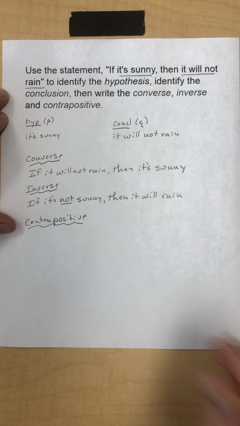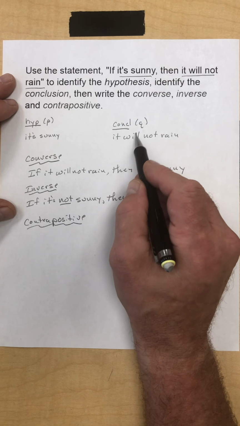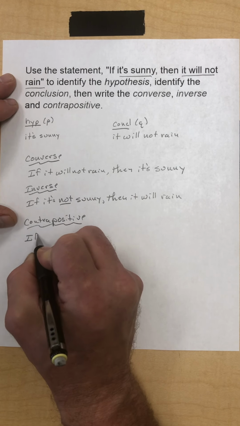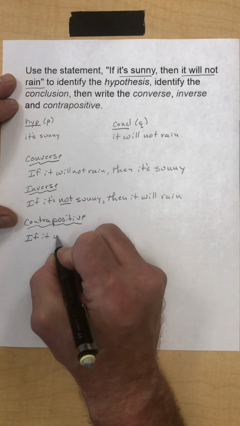Okay, so let's see, what do we do with the contrapositive? Notice you have to switch the P and Q and negate them. So we would say if non-Q, then non-P. So we'd say if it will rain, then it's not sunny. And then you could talk about the true statement there.